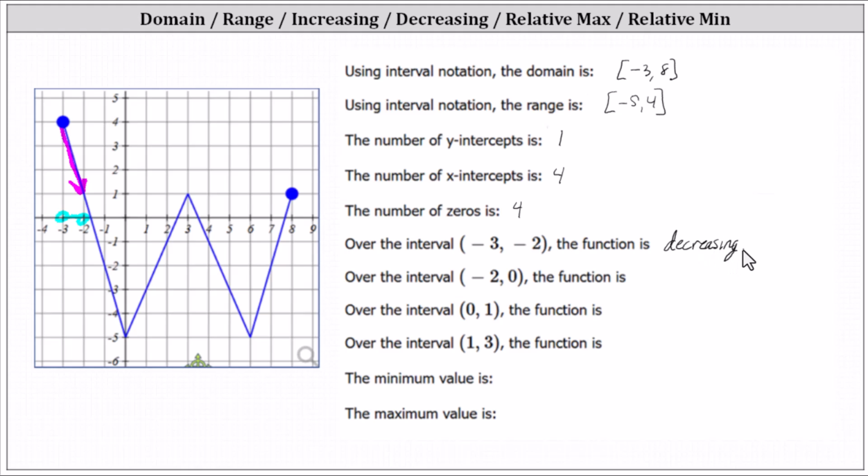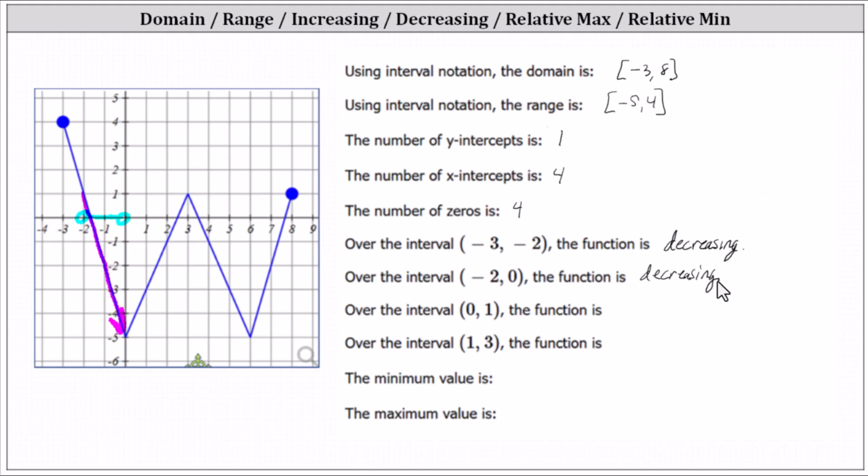The next open interval is from -2 to 0. Here's the open interval along the x-axis, the open interval from -2 to 0, and therefore we're analyzing this piece of the graph, which notice over this interval, the graph is going downhill from left to right, and therefore the function is also decreasing over this open interval.